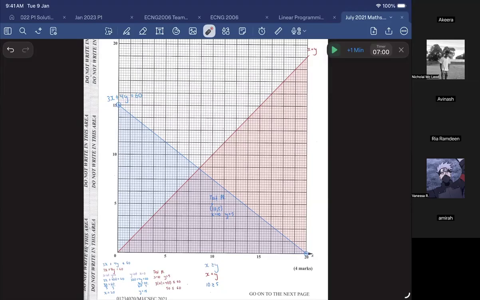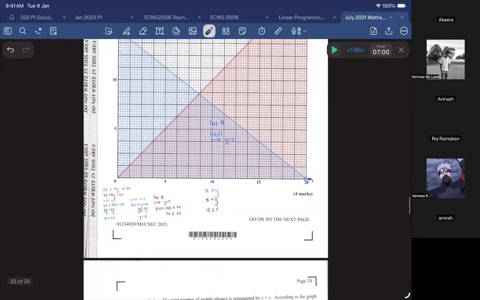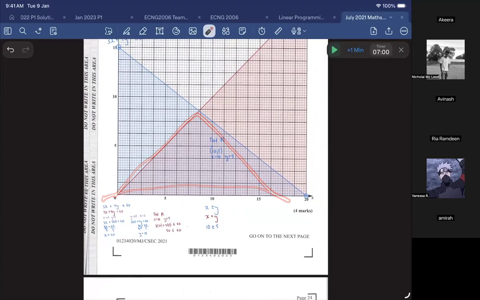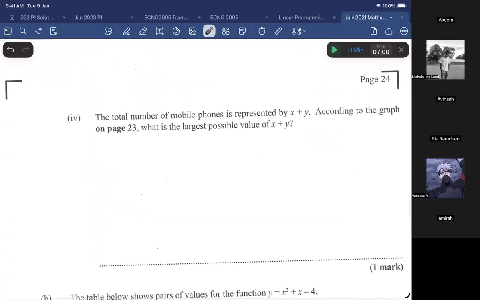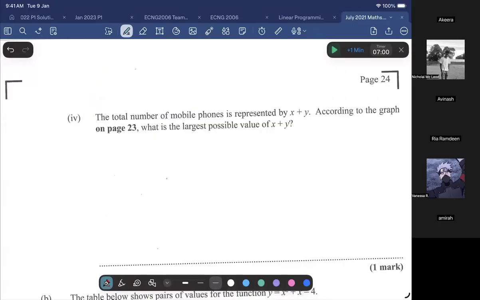Okay, are you all seeing a common region? Yes, sir. Yeah, I see a common region. What shape is the common region by chance? A triangle. Yes, a triangle. All right, this triangle over here. Now, before I do anything, I'm going to see what the next question is asking. Read the last question for me.